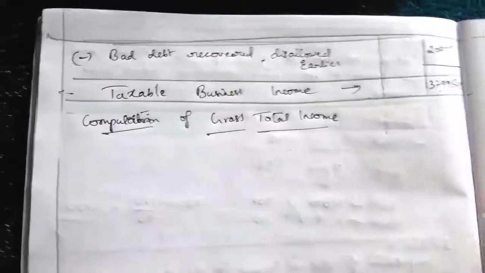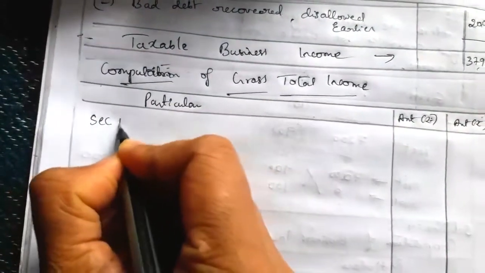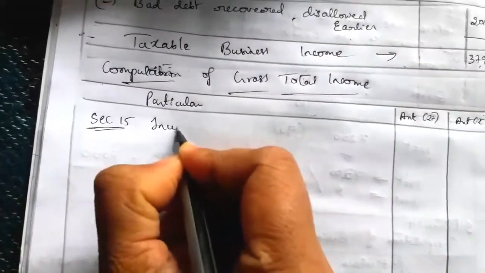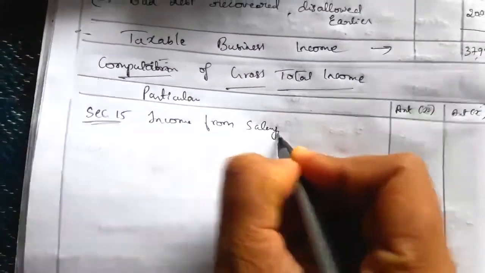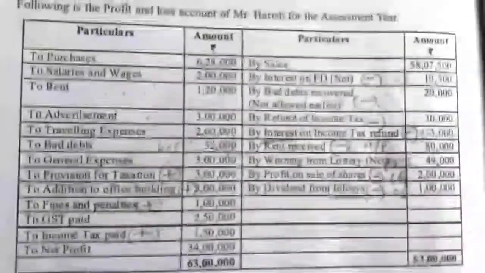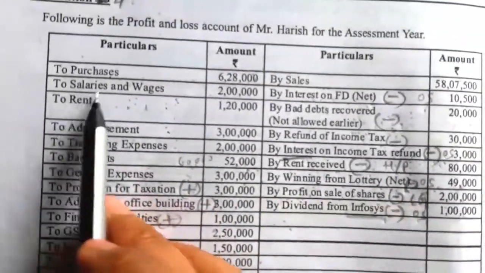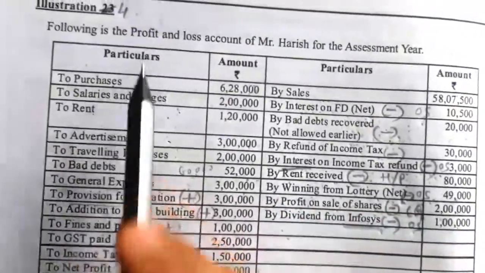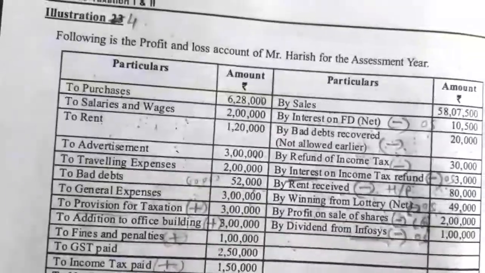So that is adding 5 heads of income. So draw 3 columns, particulars and 2 amount columns. As per first one, section 15 is about the income from salary. So relating to income from salary, we have to see the credit side of the profit and loss account. Is there any salary income? So there is no salary income. So the salary income will be nil. There is a salary on the debit side. Don't confuse here. Debit side, salaries and wages. So this is an expense, salary paid to the employees. It is not a salary income.